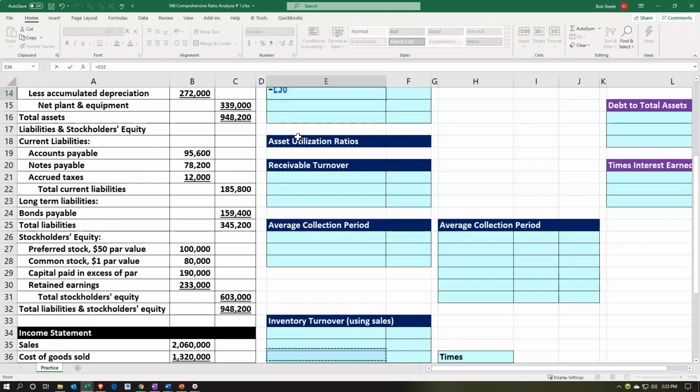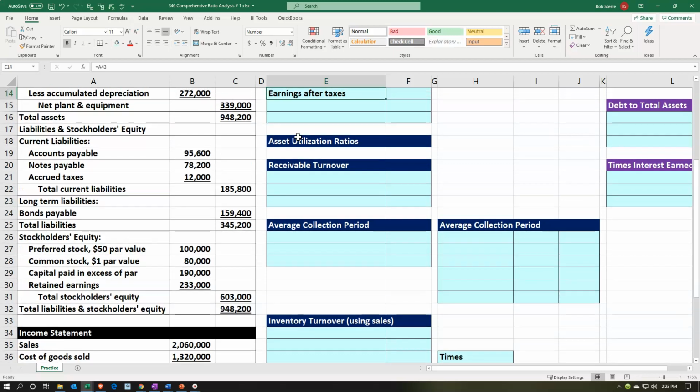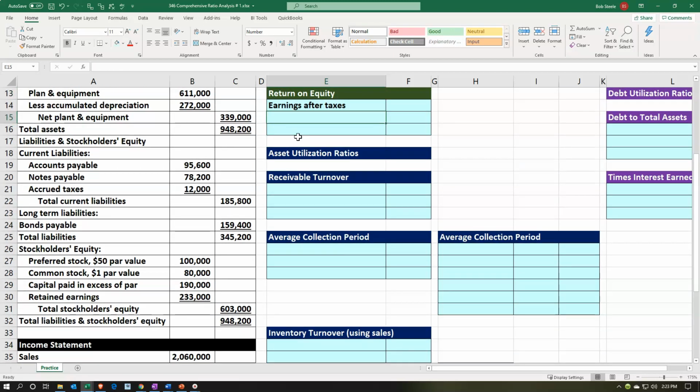going to be an income statement, bottom line of the income statement, net income. And we're going to be comparing that to the total stockholders' equity, which is a balance sheet item. So we're going to take the total stockholders' equity. And remember that net income is an income statement item. Total stockholders' equity is a balance sheet item. Therefore, we have a timing issue.